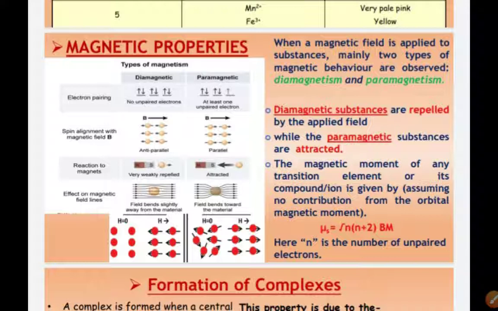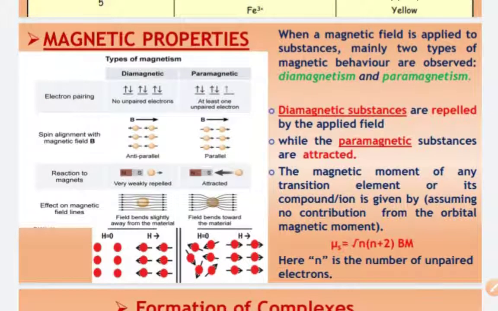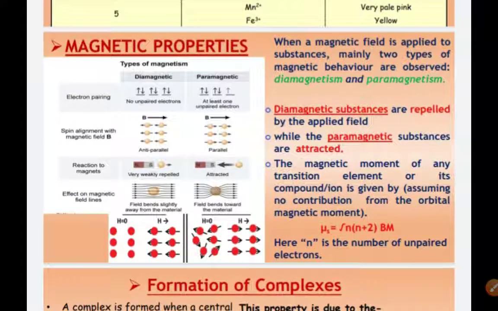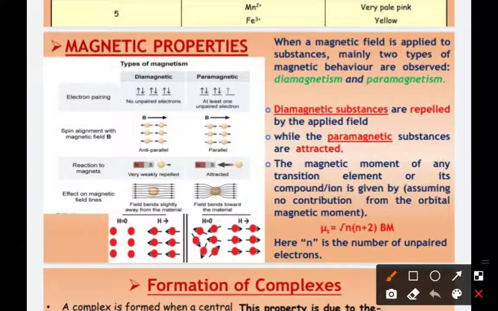See, as it is written in the slide, when a magnetic field is applied to a substance, mainly two types of behaviors are observed. One is diamagnetic, the other is paramagnetic behavior. So whenever a magnetic field is applied to a substance, two types of magnetic behavior are observed. Dia and paramagnetic. Now what is it?